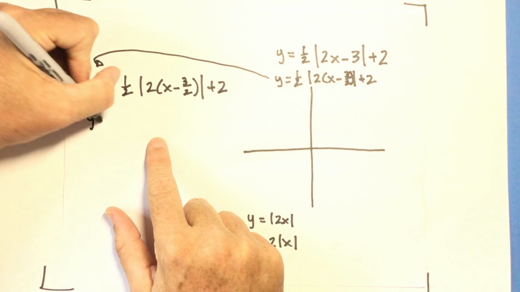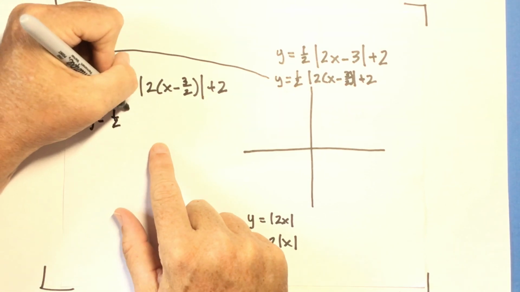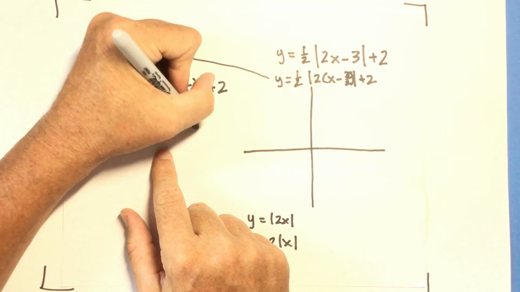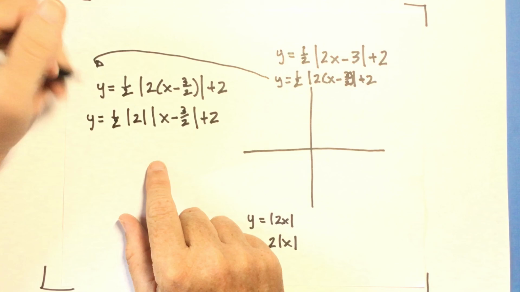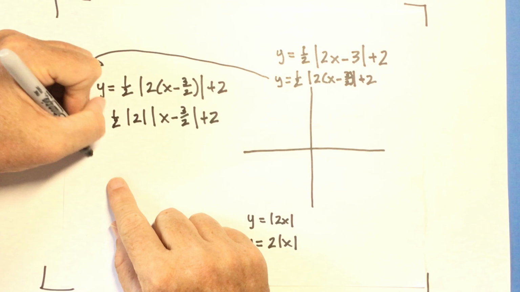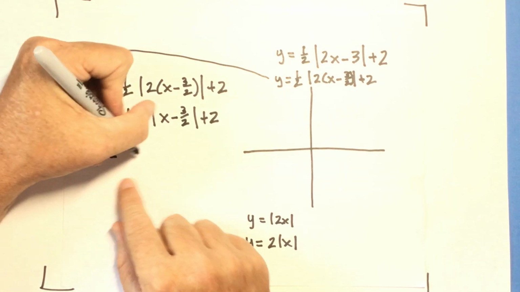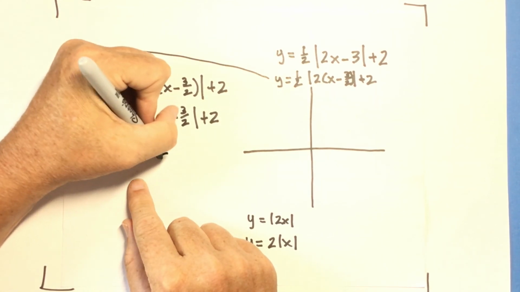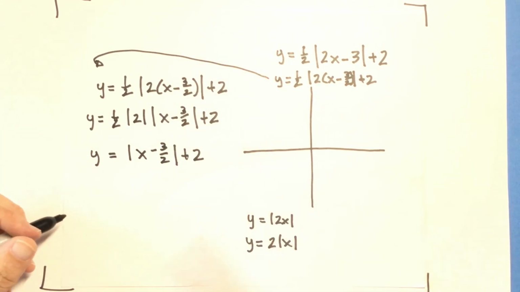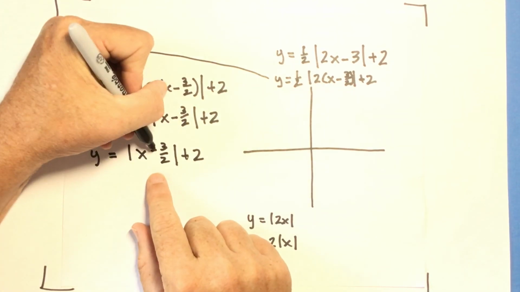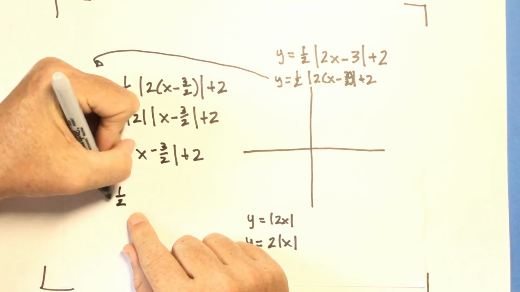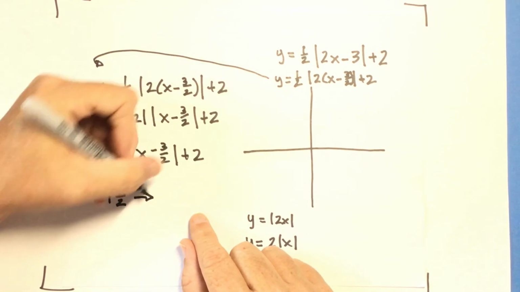Now I can do the same thing I did here. I can write this as y equals 1/2 the absolute value of 2 times the absolute value of x minus 3/2, plus 2. Well, the absolute value of 2 is just 2. 2 times 1/2 is 1. So now this is just the absolute value of x minus 3/2, plus 2. So all this graph is going to do is be shifted 1.5 units to the right, and it's going to go up 2.